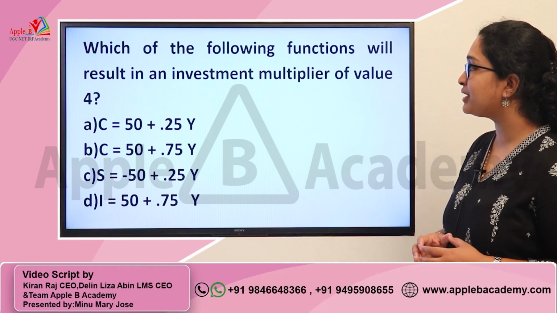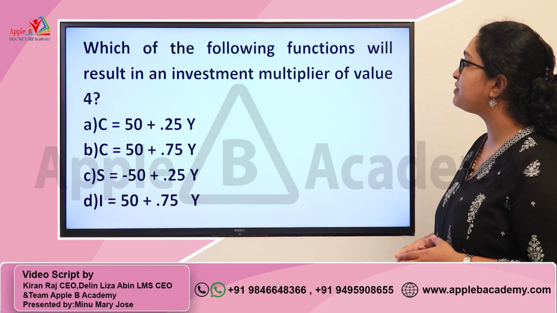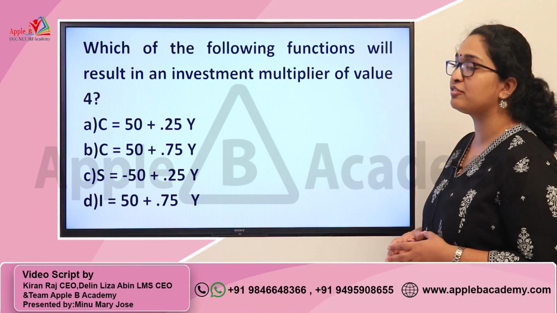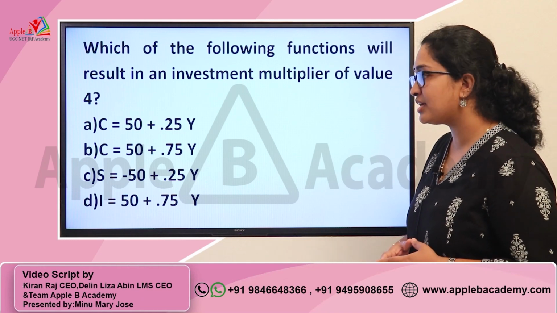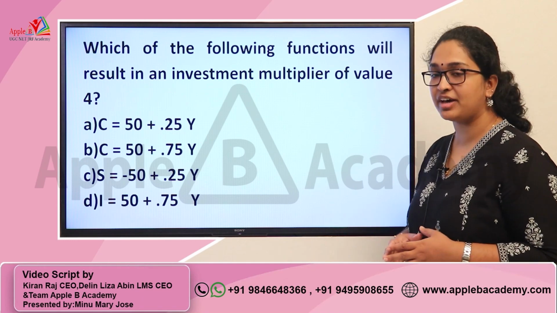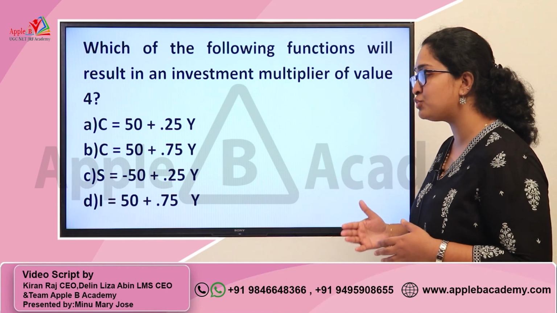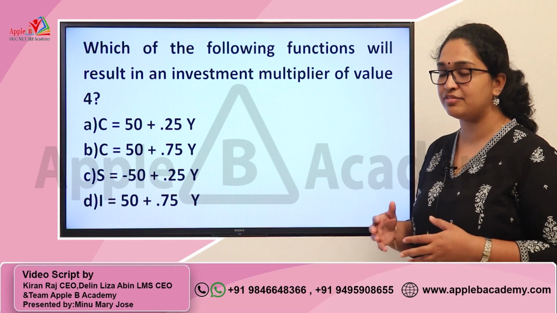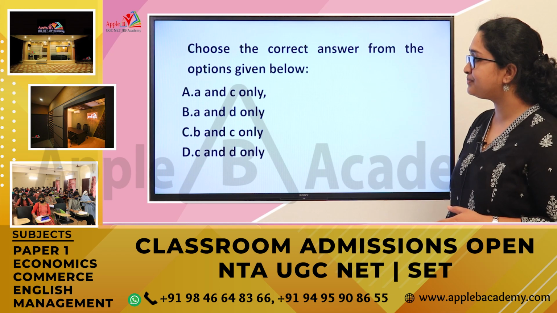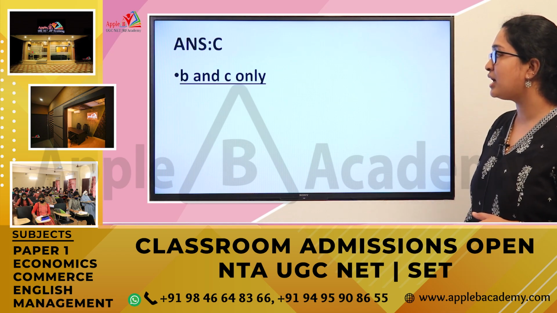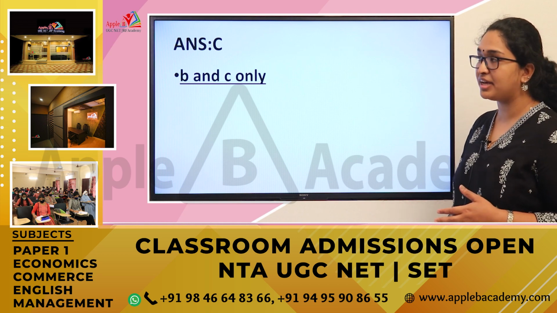Again, from macro you can have another question relating to the multiplier. Again, a very simple and commonly asked question. Which of the following functions will result in an investment multiplier of value 4? We have four functions given: C is equal to 50 plus 0.25y, 50 plus 0.75y, minus 50 plus 0.25y, and 50 plus 0.75y. The correct answer would be B and C alone. From B and C, we can calculate the value of the multiplier as 4.